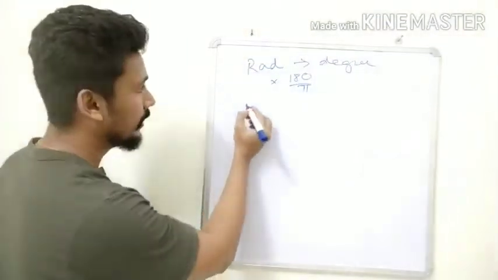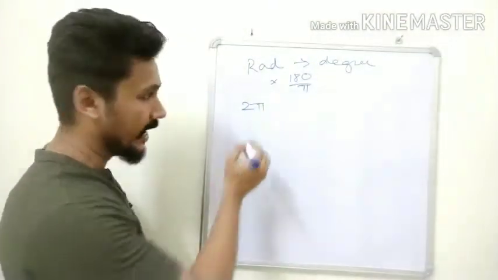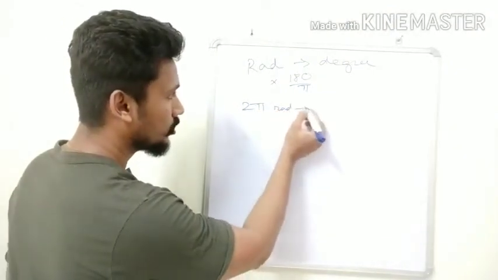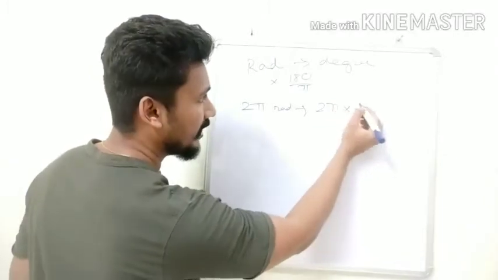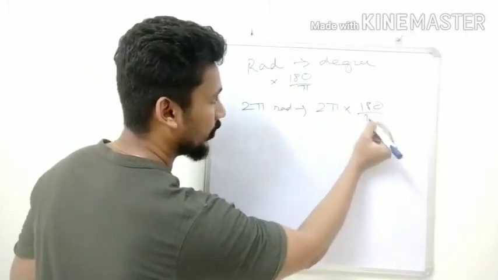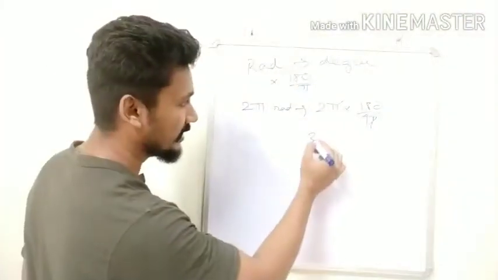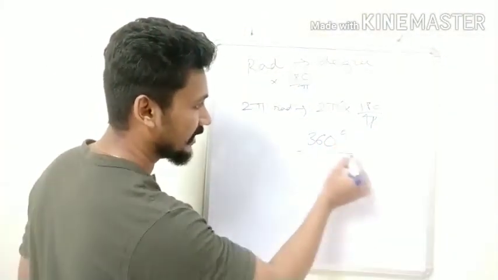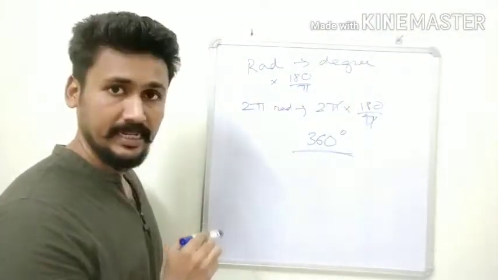So for example, somebody tells us we have an angle of 2 pi radians. So 2 pi radians is how many degrees? We take 2 pi multiplied by 180 upon pi. So pi gets cancelled. 2 into 180 is 360 degrees. Okay, so this is how you will convert radians into degrees.